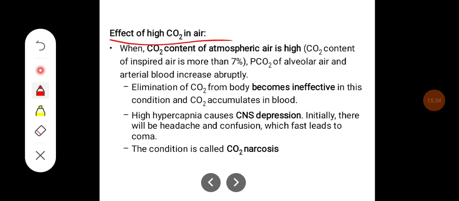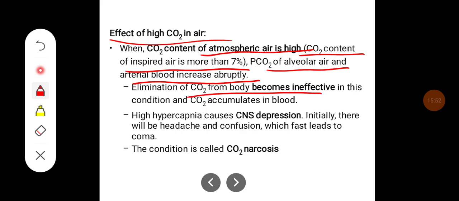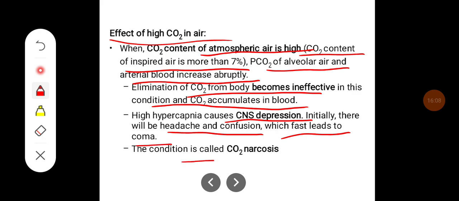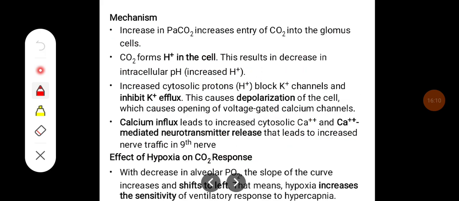Effect of high carbon dioxide in the air. When the carbon dioxide content of the atmospheric air is high, that is, the carbon dioxide content of inspired air is more than 7%, PCO2 of the alveolar air and arterial blood increase abruptly. Elimination of carbon dioxide from the body becomes ineffective in this condition and carbon dioxide accumulates in the blood. Hypercapnia causes CNS depression; initially there will be headache and confusion, which fast leads to coma. The condition is called carbon dioxide narcosis.